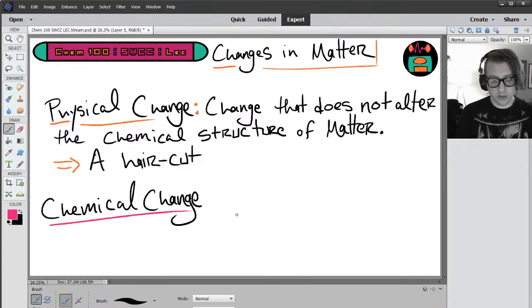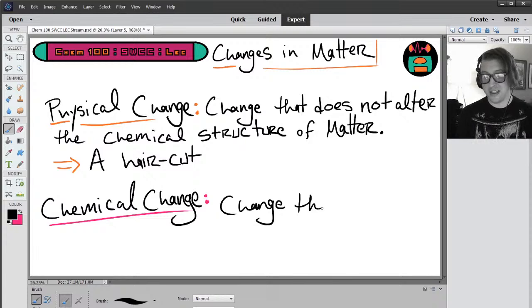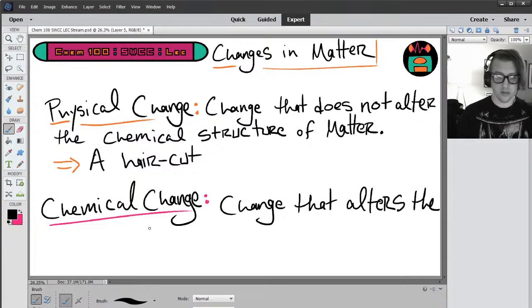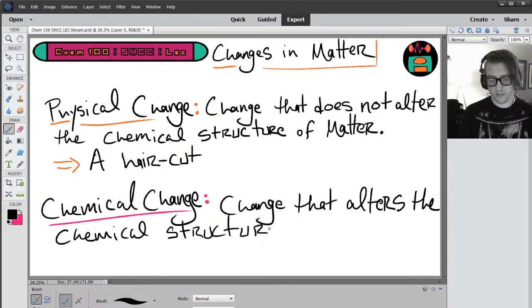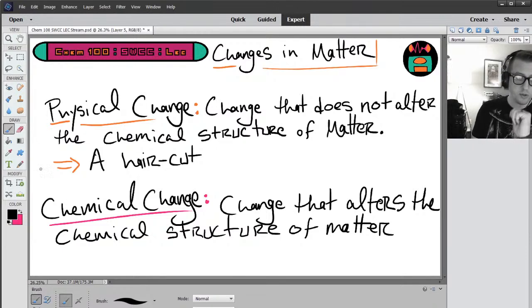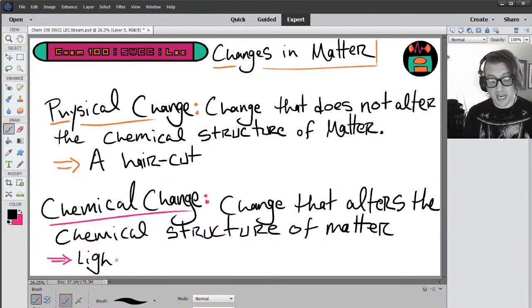Now, chemical change is different. All right, chemical change is change that alters the chemical structure of matter. All right, that is the definition of chemical change. And an example of chemical change would be, well, like lighting my hair on fire.